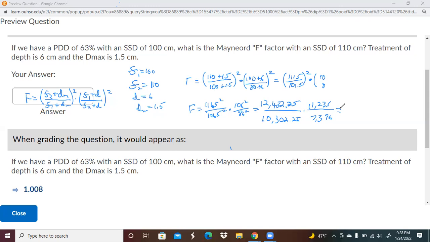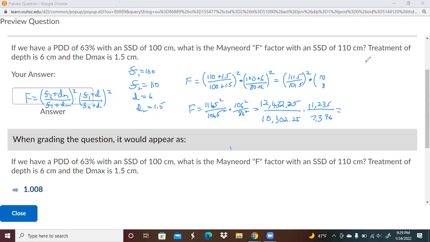Okay, 10,302. Okay, that looks good. 106. Let's make sure I added all of that together, yeah, times 106. Then 236. 86 times 86, 7396. Okay. All right, so let's see. 12,432.25 divided by 10,302.25 times 11,236 divided by 7396. I am not coming up with the answer that is there.